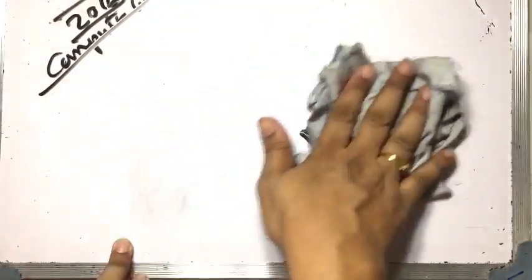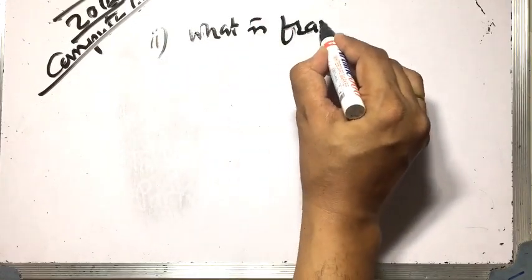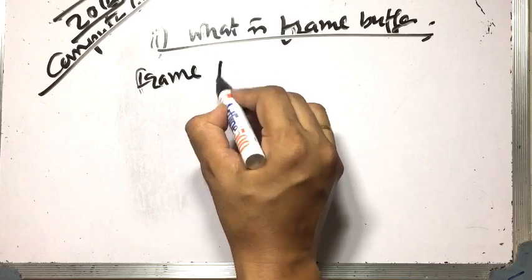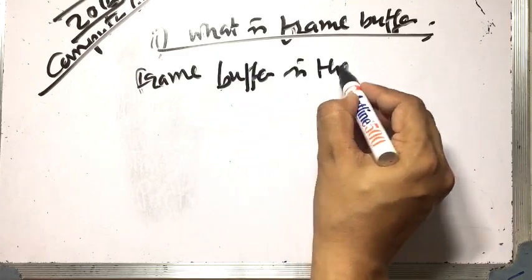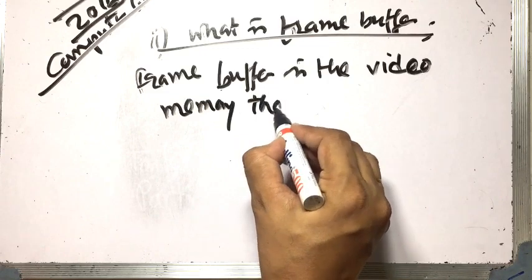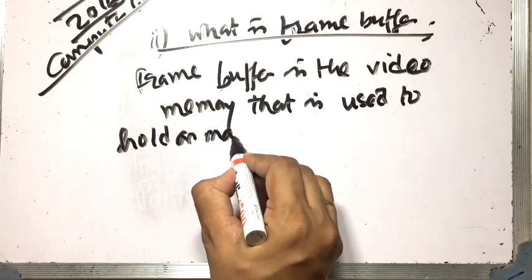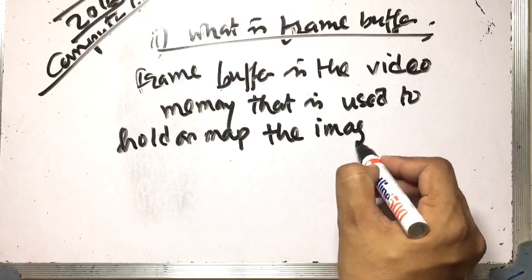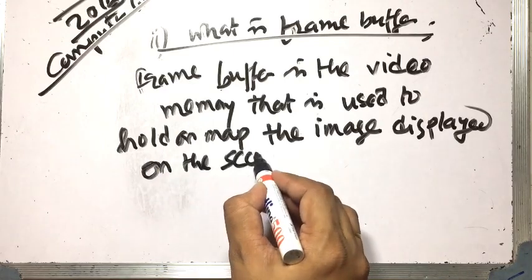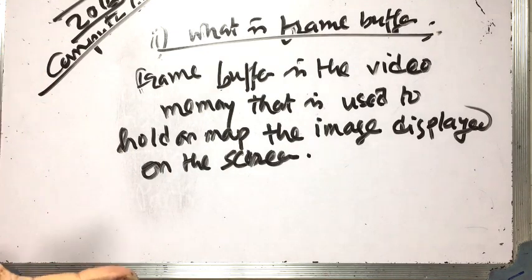Next, question number 2. What is frame buffer? Frame buffer is the video memory that is used to hold or map the image displayed on the screen.